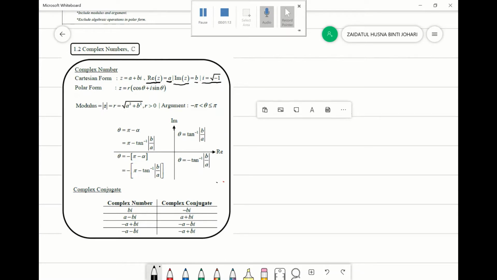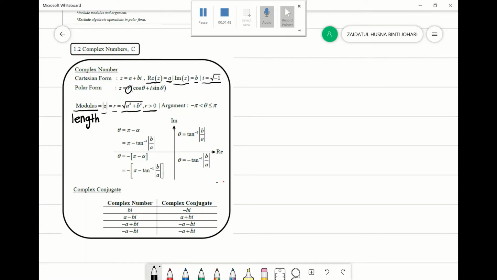Polar form is expressed as z equals r times (cos theta plus i sin theta), whereby r is called the modulus of z, the modulus of the complex number, and we have this formula: the square root of a squared plus b squared. And one thing that we have to know is that r must be positive. Why? Because modulus is basically the length of the complex number, so that's why it's always positive.